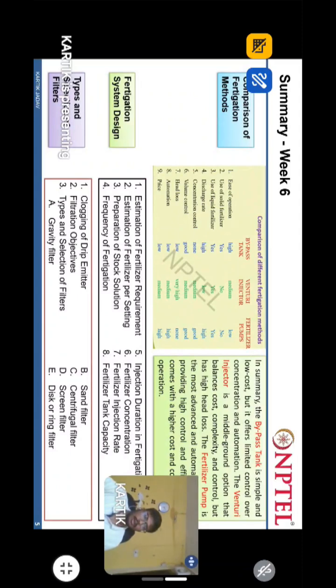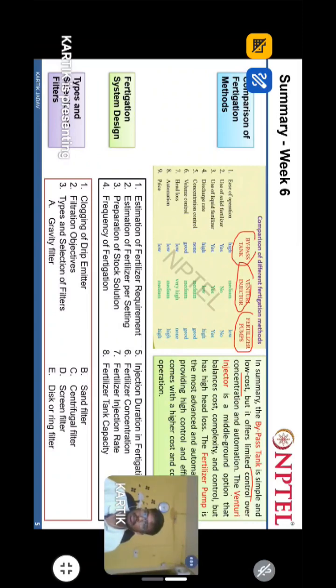So, continuing with the comparison of fertigation methods, we have learned about three fertigation systems. One is the bypass tank, second is the Venturi injector, we have seen that figure in the last slide, and third is fertilizer pumps. Among all these, in summary, we can say that the bypass tank is simple in construction and hence available at low cost, but it offers limited control over concentration and automation. So we cannot control here the flow rate and the concentration of fertilizer we are trying to apply.